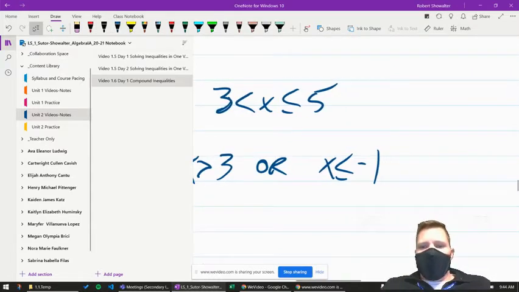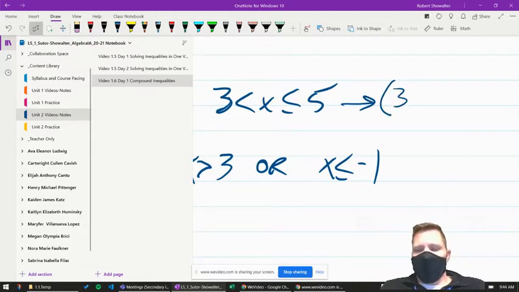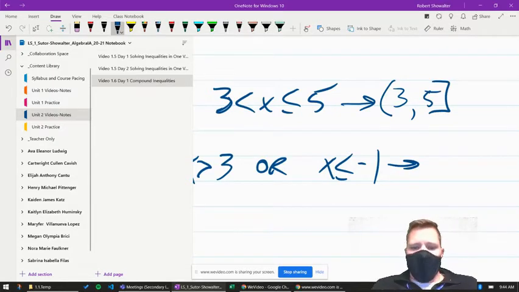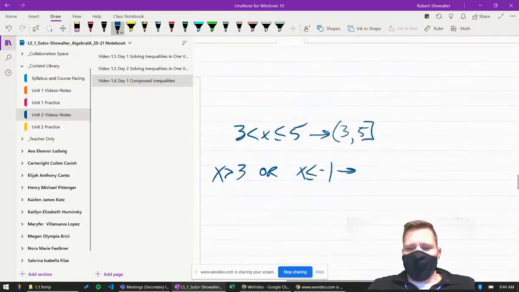By the way, if we were taking this and turning it into an interval, we might as well do that now. 3, parenthesis, because it's not the equal sign, and then all the way to 5, bracket. And then this one as an interval.